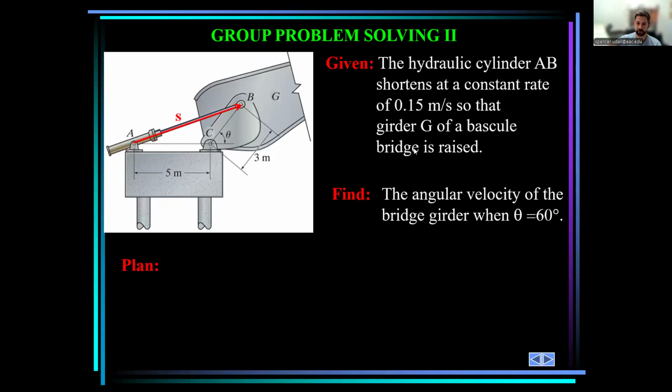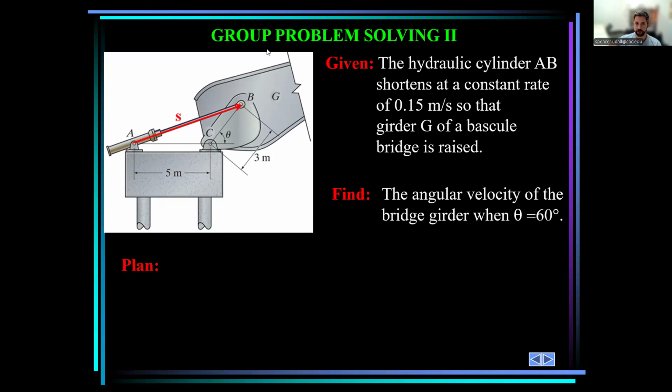All right. This next group problem solve, I'm sure you could do. Come check your solution once you try it out. We've got 60 degrees is the instant they want us to look at and figure out how fast its angular velocity, omega, is. So we've got to figure out, right?